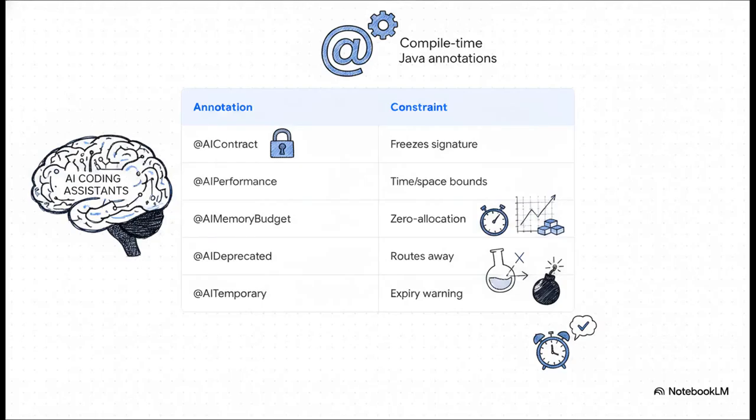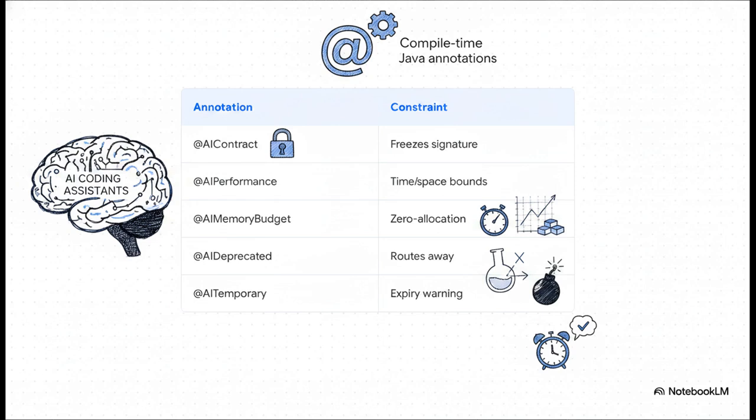Finally, for behavioral lifecycle management, we've got a fantastic suite of tools. @AI Contract freezes a method's public signature while letting the AI optimize the insides. We can set strict Big O time limits with @AI Performance, demand zero allocation limits with @AI Memory Budget, and enforce deterministic, side-effect-free logic with @AI Pure.